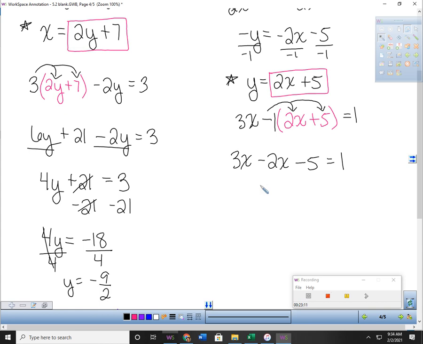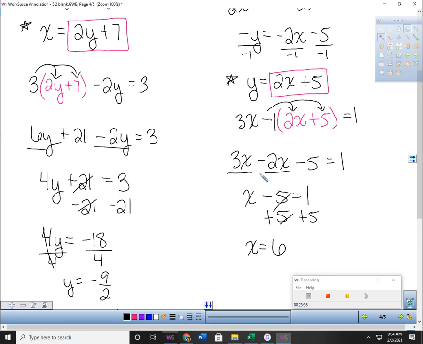equals 1. Now I see that my x's are on the same side, so I'm going to go ahead and just combine those. 3x minus 2x is 1x, but because we know that that's a 1, we're not going to write it. And then I have minus 5 equals 1. So the only thing I have to do to solve for this x here is just add 5. So I get an x value of 6.